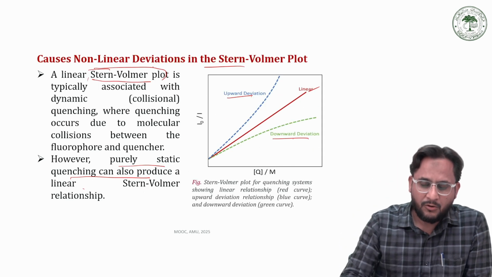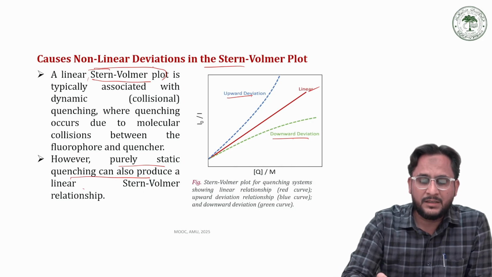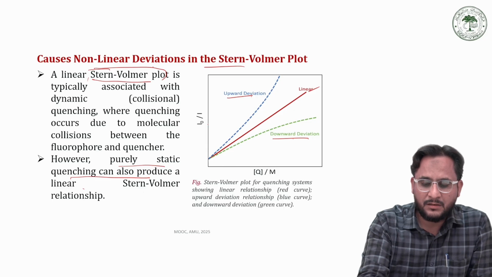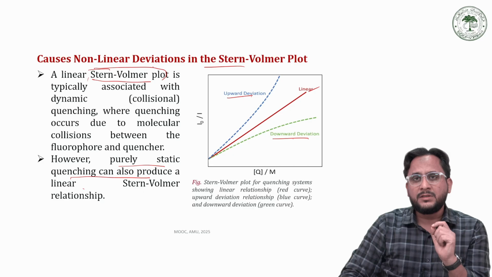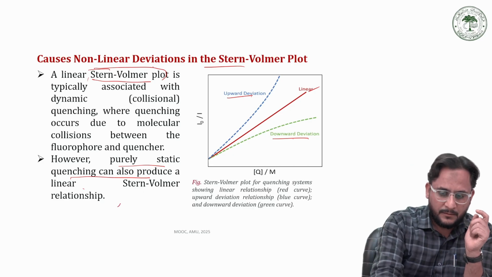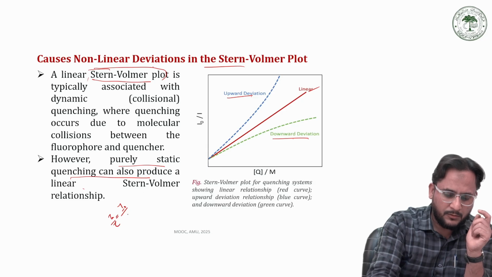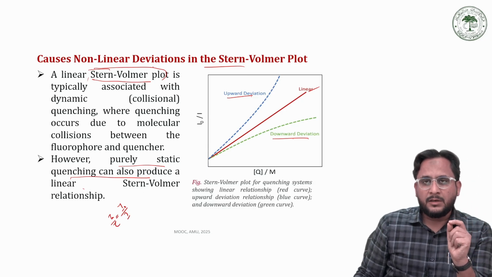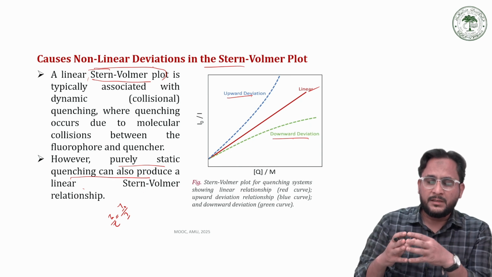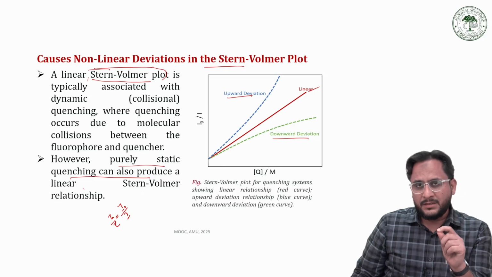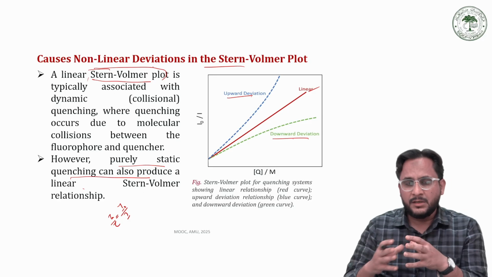So we can say that the graph from which we calculate the Stern-Volmer constant is linear. The Stern-Volmer relationship is linear, meaning the graph of tau naught by tau versus Q, or since tau naught by tau is also equal to I naught by I, the graph of tau naught by tau or I naught by I versus Q gives a straight line, and from the slope we obtain KSV.